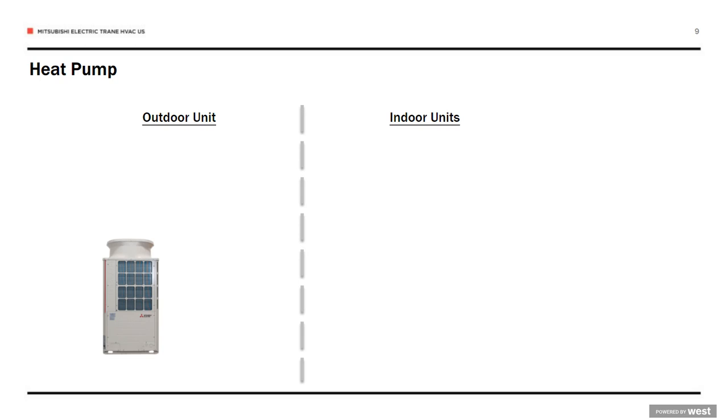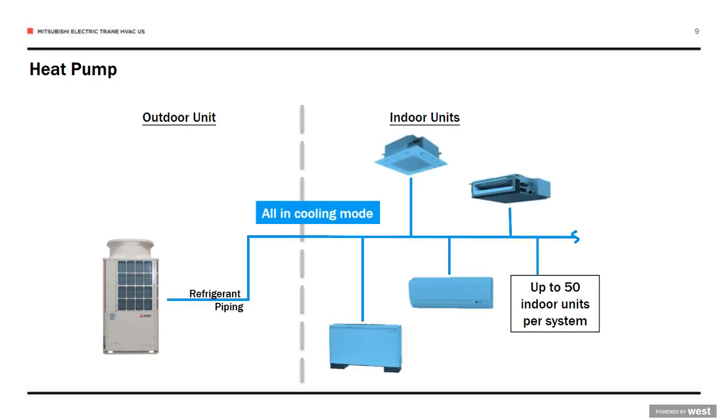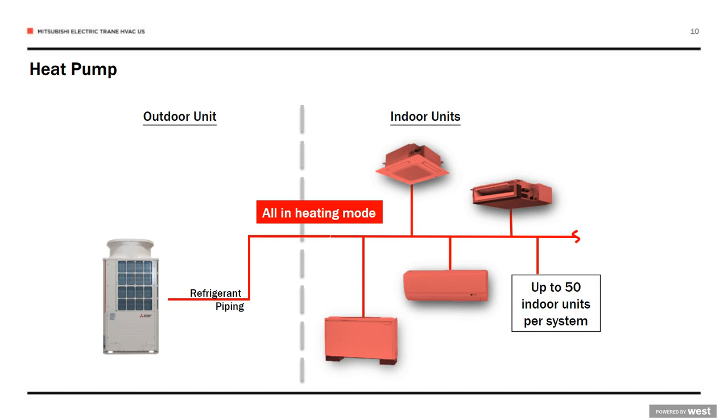So let's take a look. So we've got a condensing unit here on the outside. Using refrigerant piping, we're going to pipe that up to 50 indoor units of various styles. Now, in a heat pump system, the system will be in all cooling or in all heating. Each indoor unit then can modulate how much heating or cooling it's providing to the space. But in fact, the system will be in heating or in cooling.